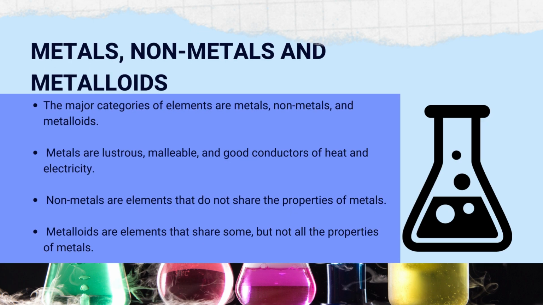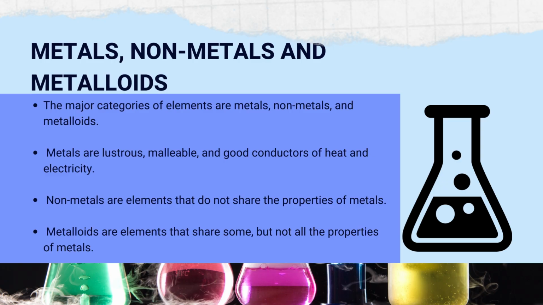The periodic table is organized into three main categories of elements. You have metals, nonmetals, and metalloids. Metals are characterized by their lustrous appearance, ability to be hammered or molded into different shapes, and their strong ability to conduct heat and electricity. Nonmetals, on the other hand, lack these properties and are generally less shiny and more brittle in nature. Metalloids, as their name suggests, share some properties of both metals and nonmetals, such as an intermediate ability to conduct heat or electricity and varying levels of luster and malleability.